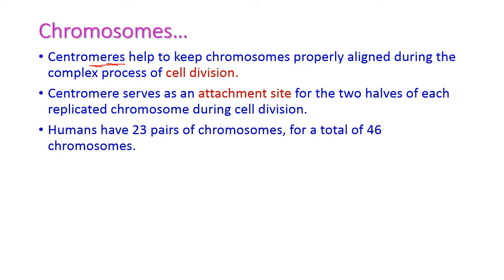Centromeres help to keep chromosomes properly aligned during the complex process of cell division. The centromere serves as an attachment site for the 2 halves of each replicated chromosome during cell division. Humans have 23 pairs of chromosomes and a total of 46 chromosomes are present in human cell.